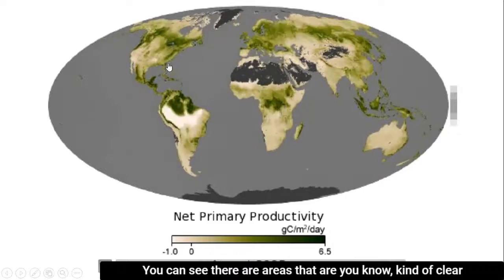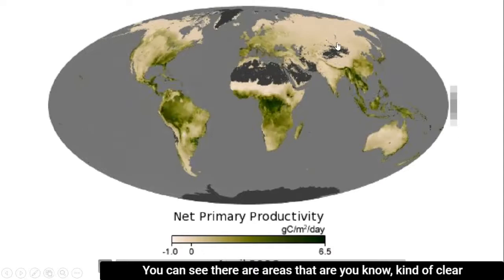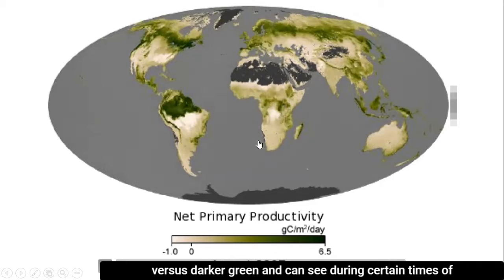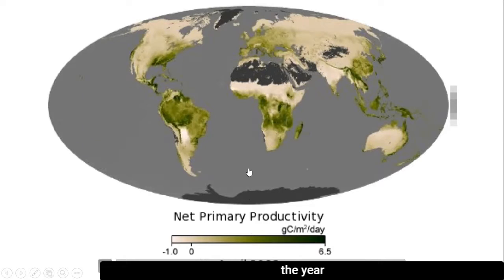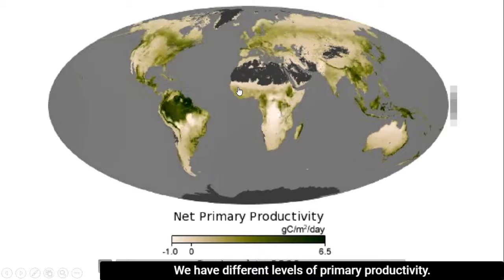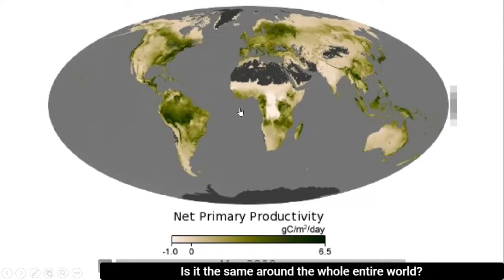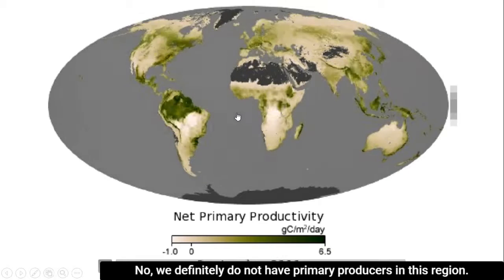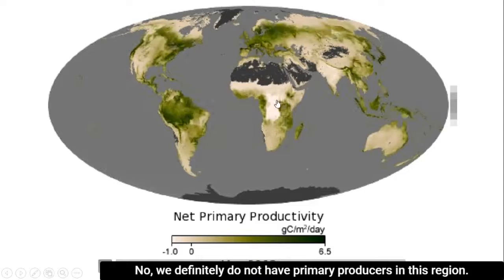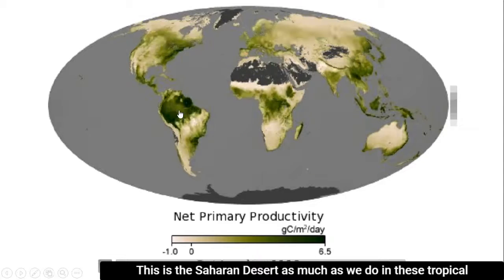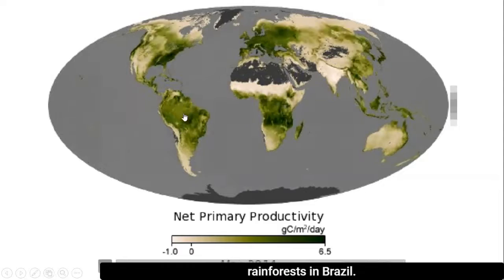And you can see there are areas that are kind of clear or tan in color and not going to have as much primary productivity versus areas that are green. And you can see during certain times of the year, we have different levels of primary productivity. But is it the same around the whole entire world? No. We definitely do not have primary producers in this region, the Saharan desert, as much as we do in these tropical rainforests in Brazil.